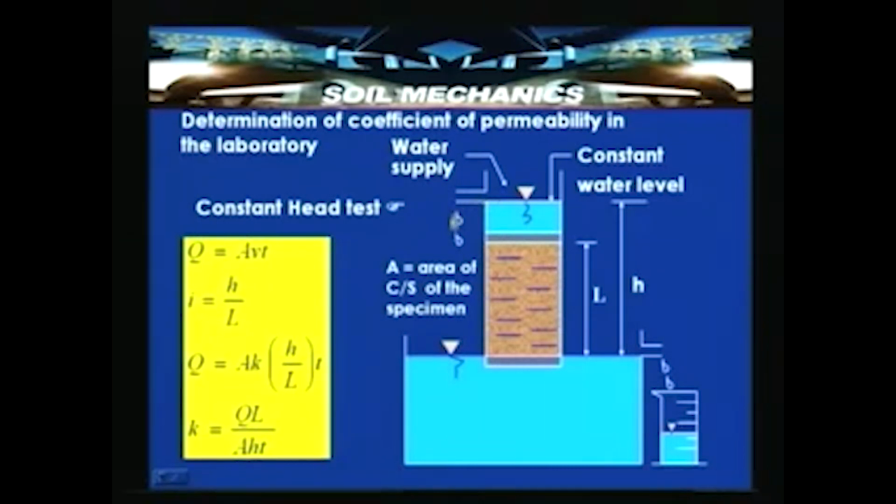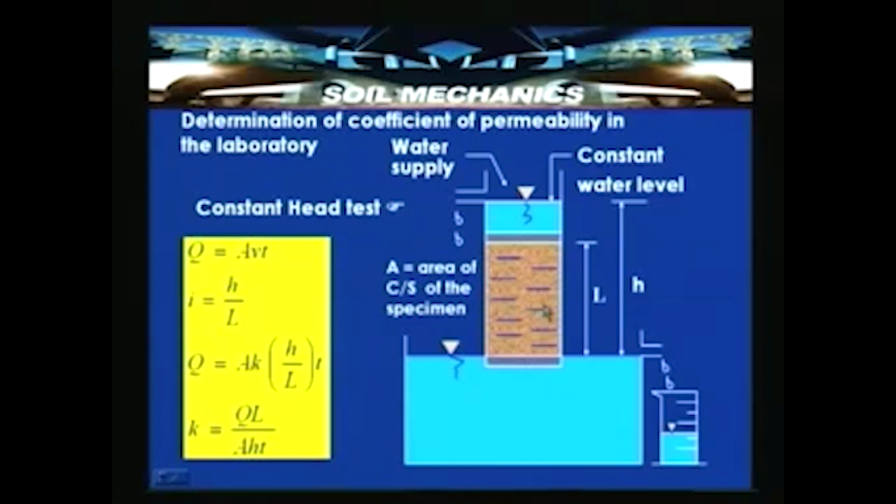The extra surplus water is collected here, and the water level is maintained here. Because of this, the flow occurs with a hydraulic gradient of H over L, in the downward direction. A relatively sandy soil is shown here, and A is the area of the cross section of the specimen perpendicular to the direction of the flow.